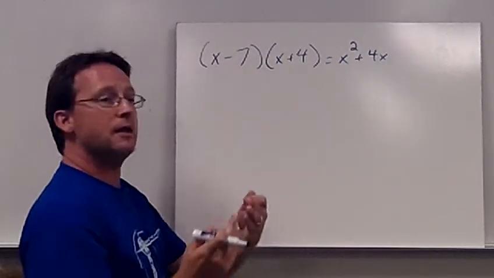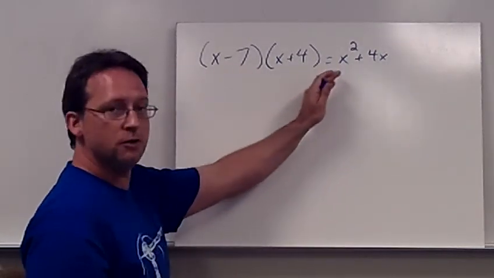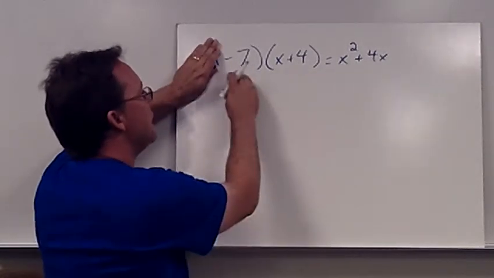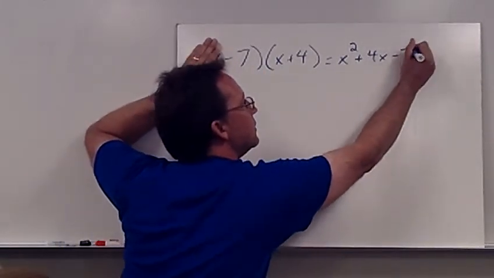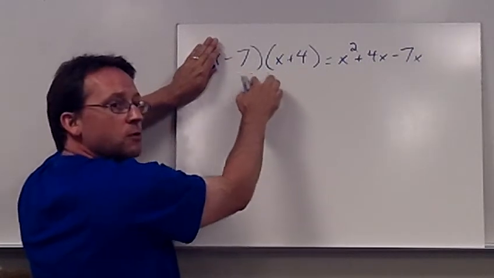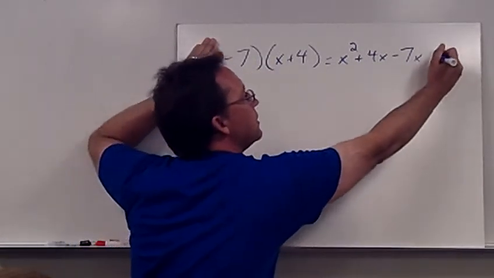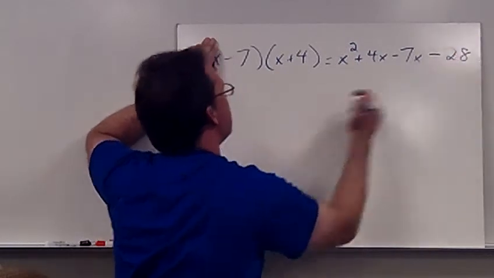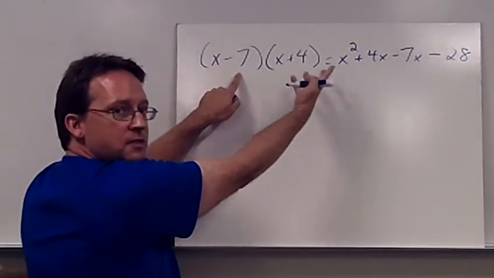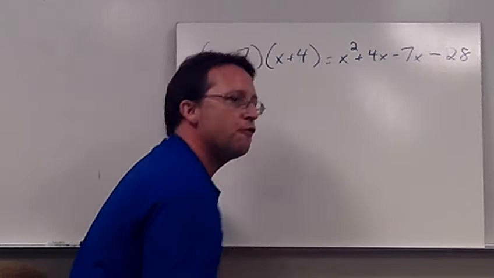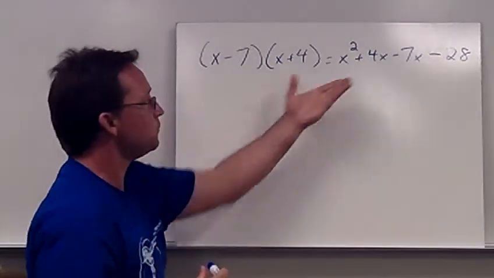All right? Next, take your negative 7. Do the distributive property here. Negative 7 times x. Those are the inner terms, or the ones on the inside. And negative 7 times a positive 4 is a negative 28. That's the last term in each of your parentheses, in each of your what we'll call factors later on.